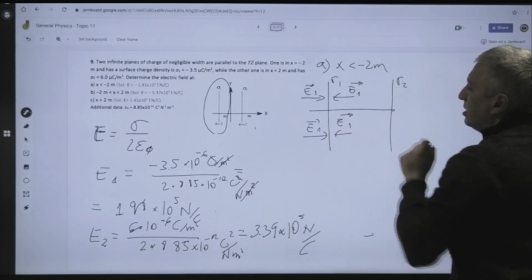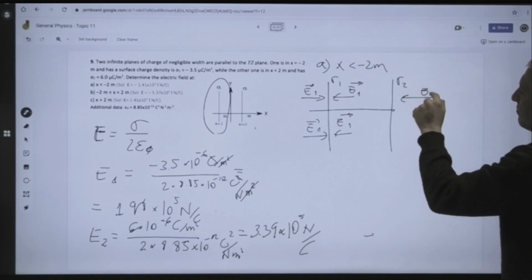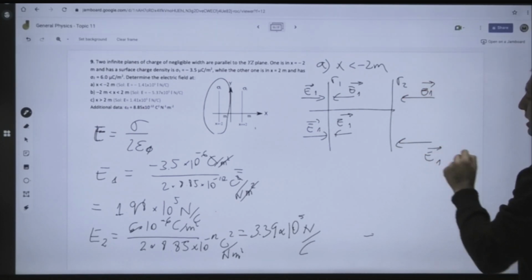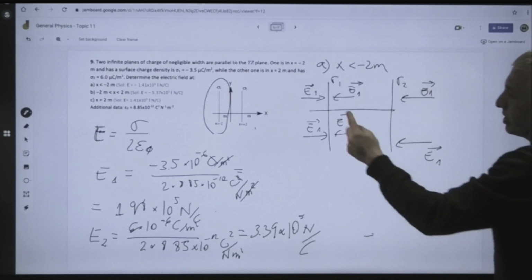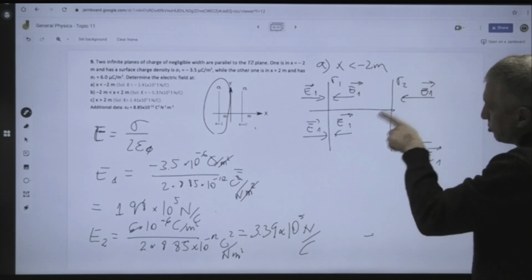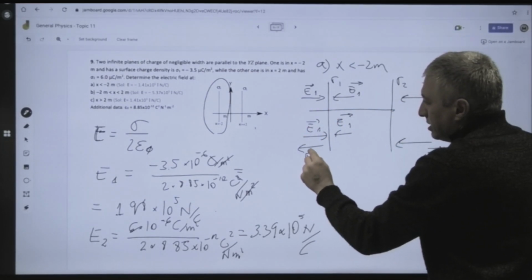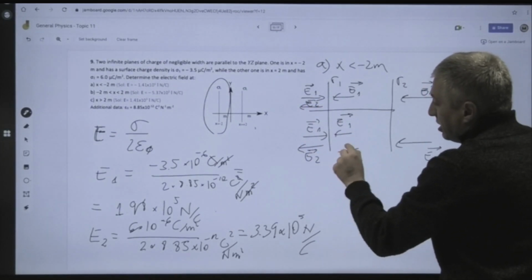Now, what happens with E2? By the way, E1 here also will go this direction, of course. It will always be pointing to the negative surface charge density. What happens with E2? Well, E2, which is here, is positive, so it's pointing that direction. So that means that E2 will be going that direction. The same thing with E2 here, and the same thing here with E2.